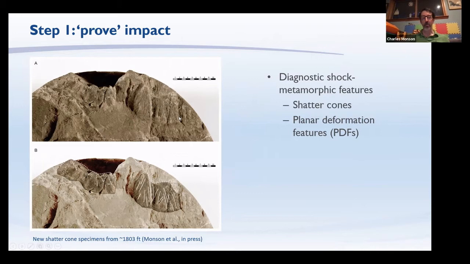They looked shatter cone enough to be convincing to me. So I took some pictures and I sent them back to Meteoritics and Planetary Science. And I was like, are we good now? Are we okay? And they said, those pictures aren't very good.